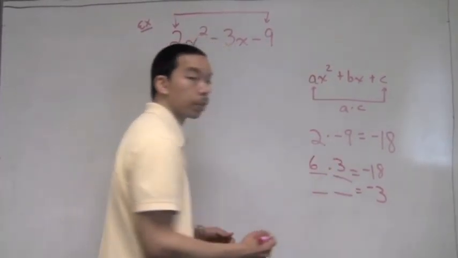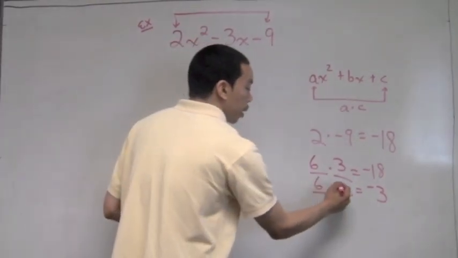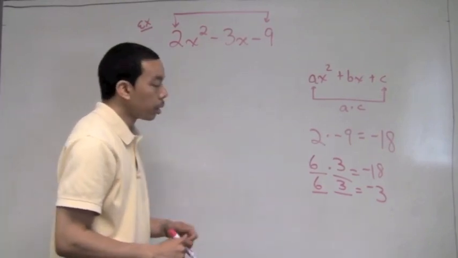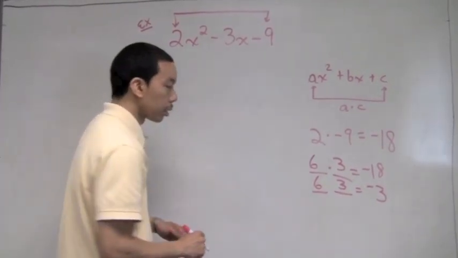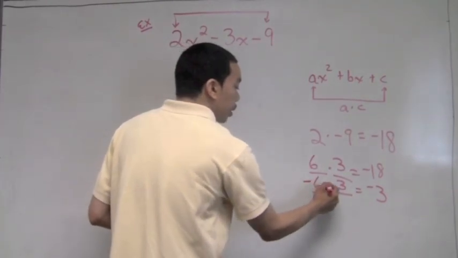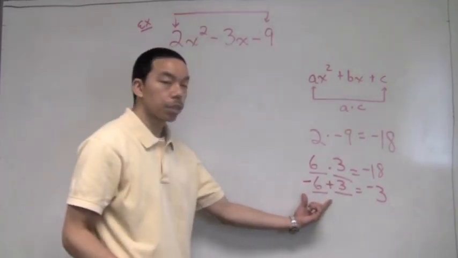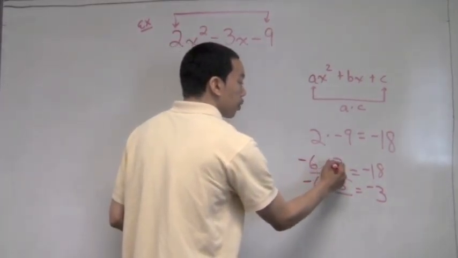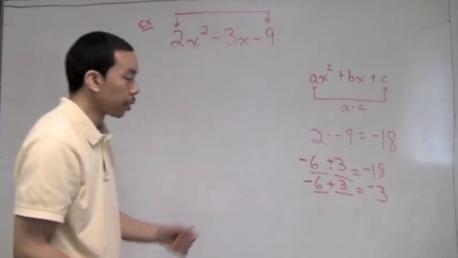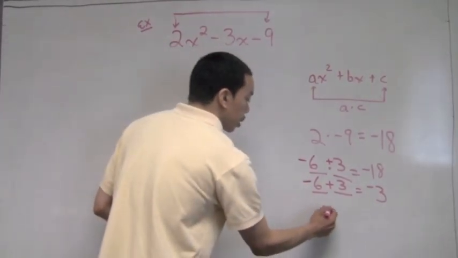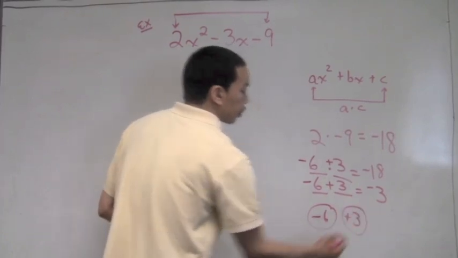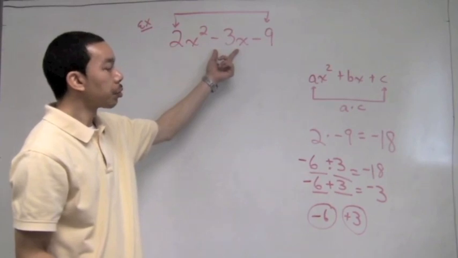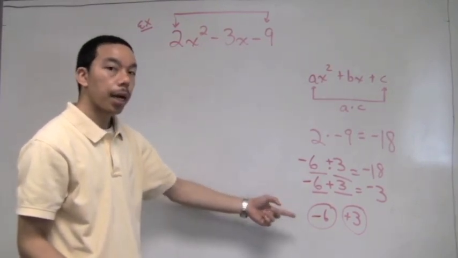6 times 3 will get us 18 when we multiply. And if we add or subtract 6 and 3, we'll get 3. Now it's a matter of putting in the correct signs. It must be a negative 6 and a positive 3 to make the addition subtraction correct to get a negative 3. And if we multiply negative 6 times a positive 3, we will get a negative 18. So this is what we'll use, negative 6 and positive 3.